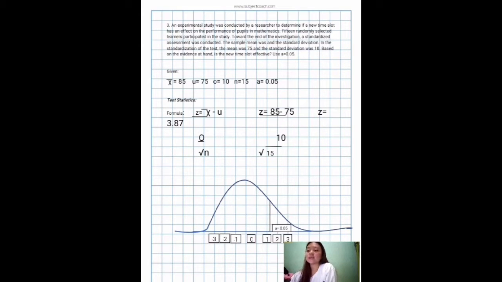So to get the statistic, we will use this formula. To substitute, z is equal to 85 minus 75 over 10 divided by the square root of 15. We will arrive at the answer of z equals 3.87. So here in our graph, in this area we will find the alpha. Thus the answer is reject the null hypothesis and accept the new time slot.